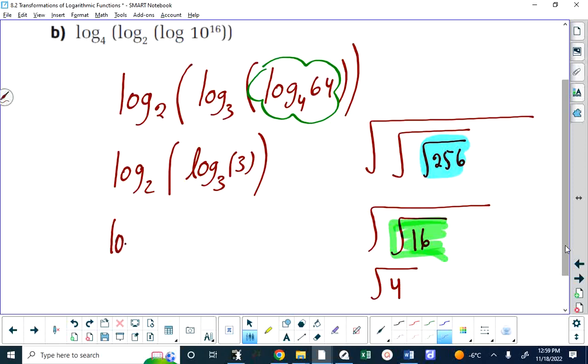So now this is log base 2 of 1, which is saying to what exponent do you raise 2 to get 1? And the answer is 0. 2 to the 0 is 1.